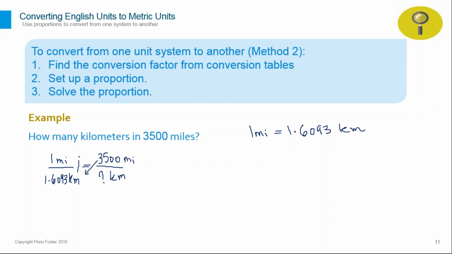Cross multiply and divide. 3,500 times 1.6093. Of course, you're able to use your calculator. You are not expected to multiply a big whole number like that times a decimal using pen and paper. I mean, you can, but we're not learning how to multiply now. We're learning how to convert from English units to metric units. So I would advise that you use a calculator in this case. When you multiply and divide over 1, you will have 5,632.55 kilometers in 3,500 miles.